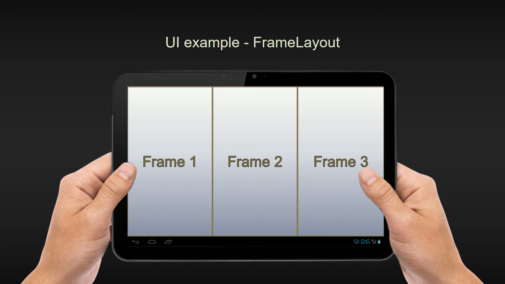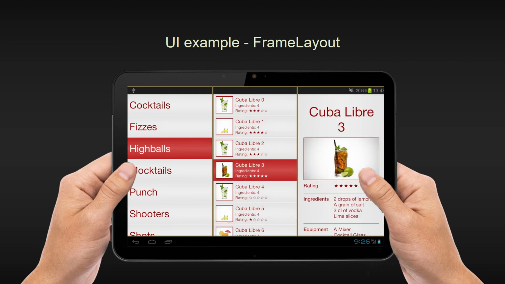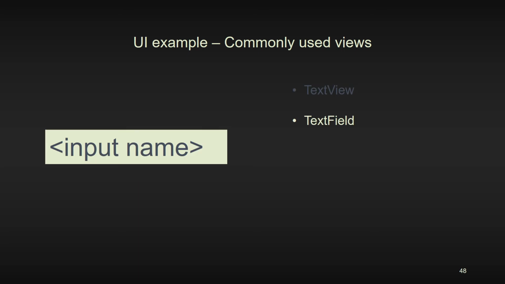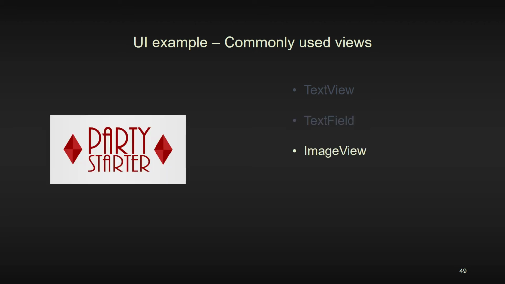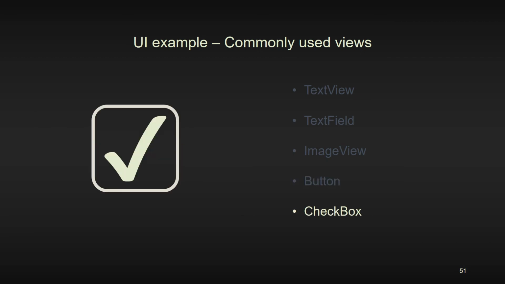The frame layout, this is used to hold just a single element. We use this for fragments. Simple as that. And then we have some elements, some views that we usually use. We have the text view, which is basically just a text. We have something called the text field. Edit text is actually the name in Android, where you can put in text if you want. Have images, buttons, and then we have checkboxes. These are like the 5 main elements that you'll probably need.